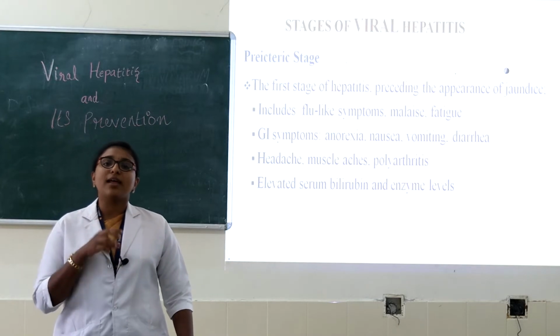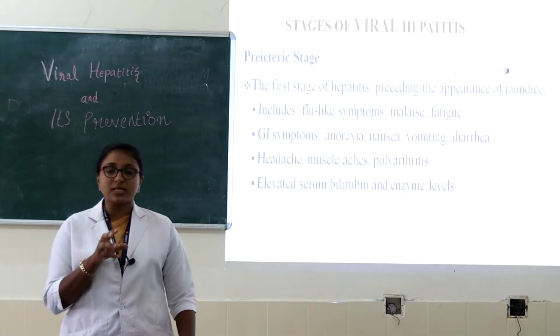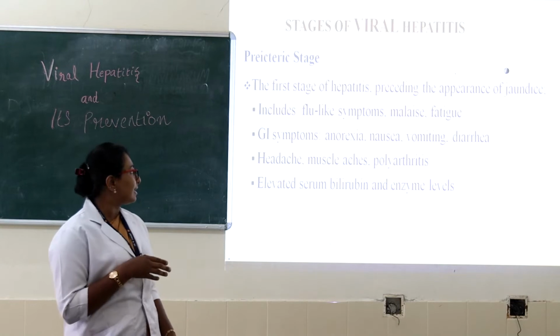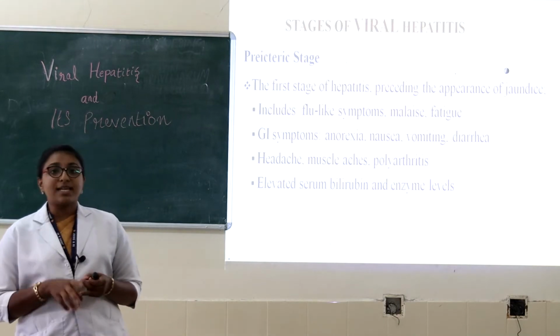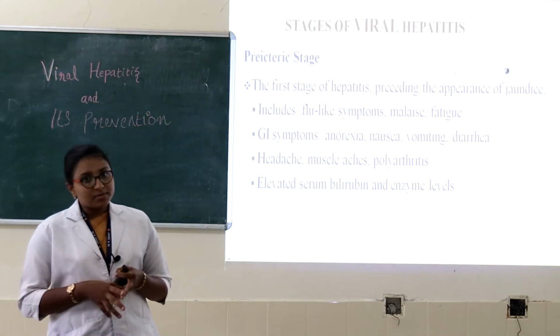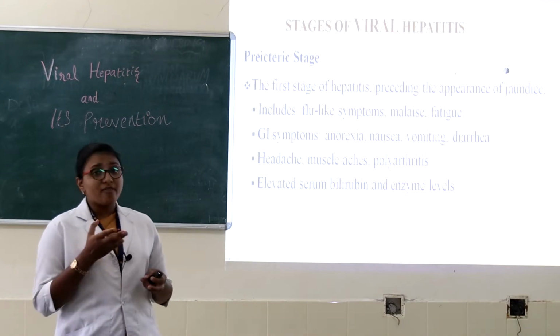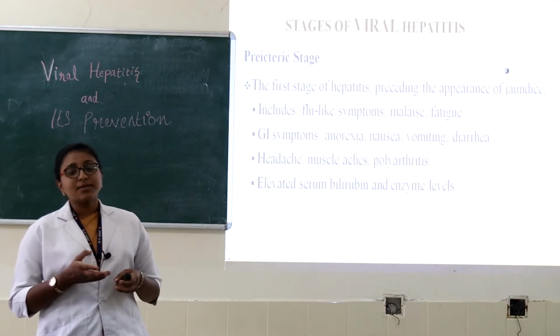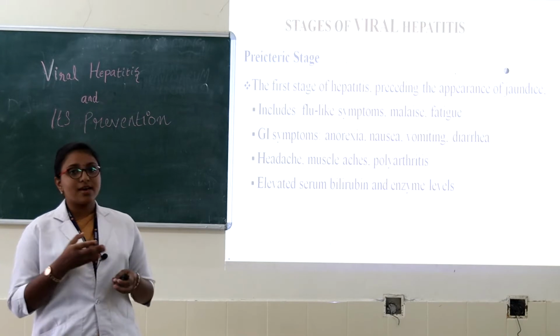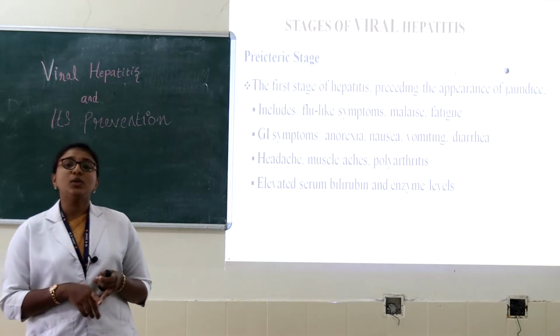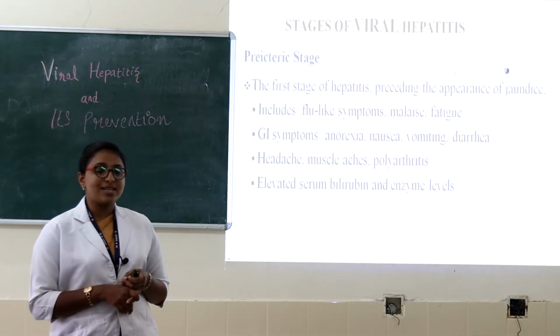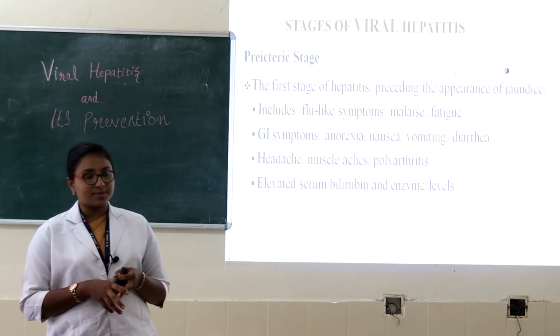Some of the features exhibited by patients affected by viral hepatitis are flu-like symptoms and GI symptoms. Flu-like symptoms mean anorexia, malaise and fatigue, and GI symptoms include anorexia, nausea, vomiting and diarrhea, and the bilirubin level as well as the hepatic enzyme levels start to elevate.